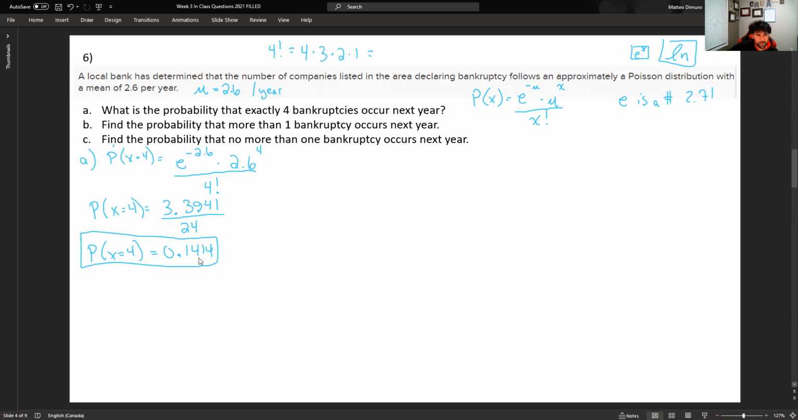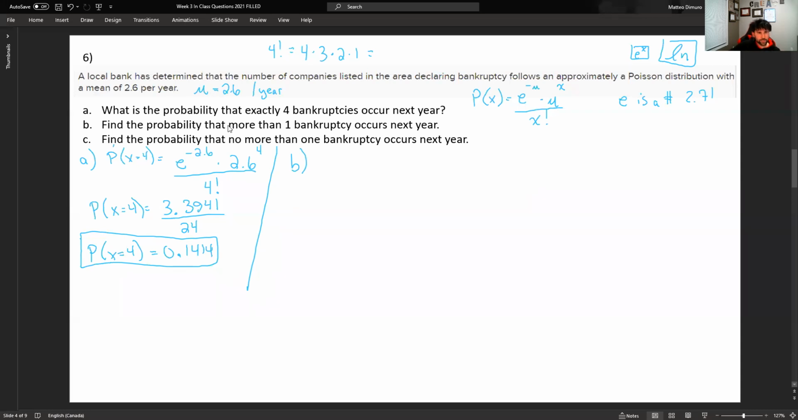Okay, so what does this mean? There's basically a 14% chance that there's exactly 4 bankruptcies during the next year. Let's go ahead and do part B, which is actually, I like part B. I was like, that's kind of tricky, but it's also kind of nice because it brings in a couple concepts.